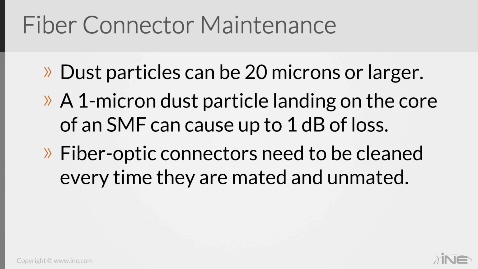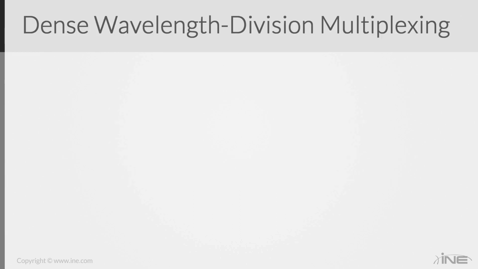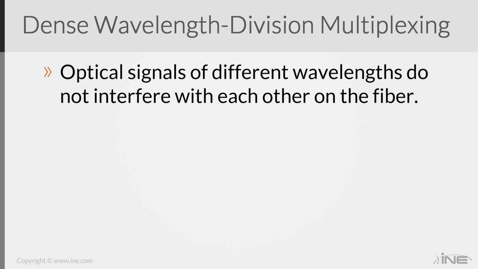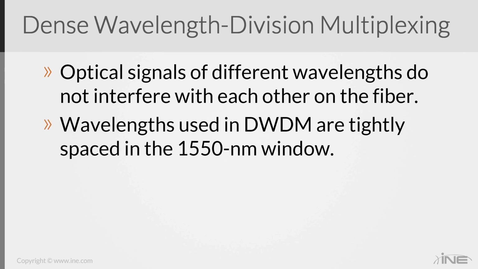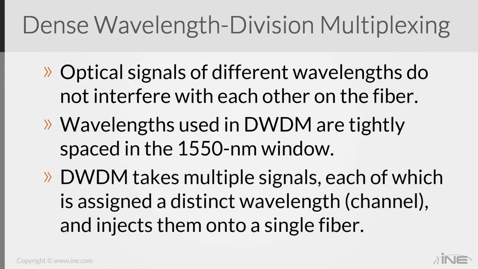Now, to wrap up this video, the last technology is dense wavelength division multiplexing. If you've never heard of that, that's okay. Optical signals of different wavelengths do not interfere with each other on the fiber. Wavelengths used in DWDM are tightly spaced in a 1550 nanometer window. DWDM takes multiple signals, each of which is assigned a distinct wavelength or channel, and injects them onto a single fiber.